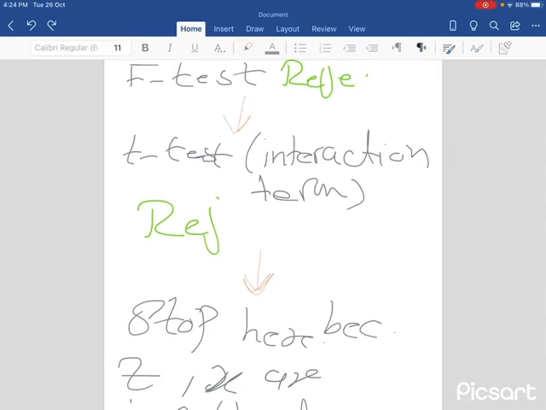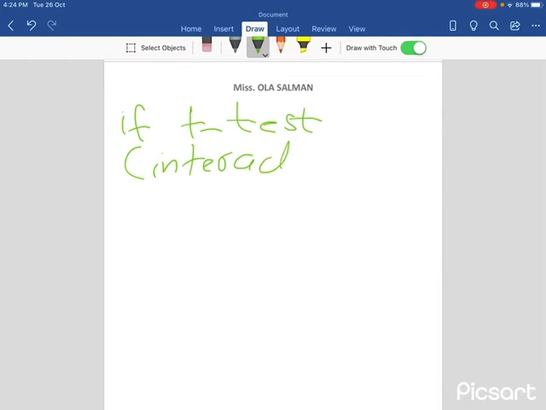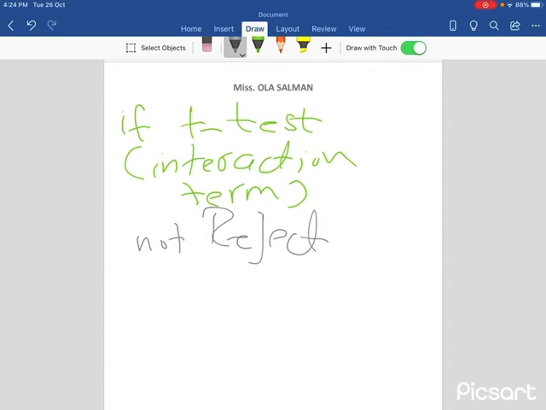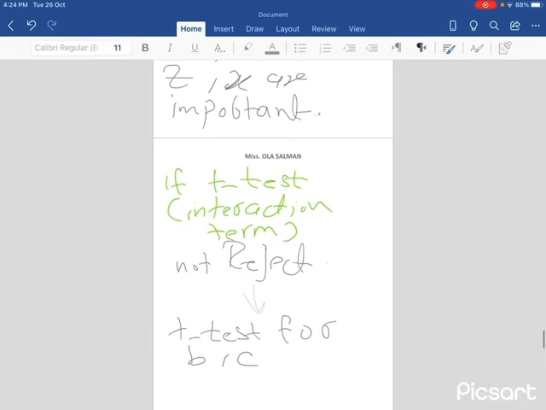Okay, then if the t-test for the interaction term is not rejected, you will go and do the function t-test for B and C. Okay, that's all.